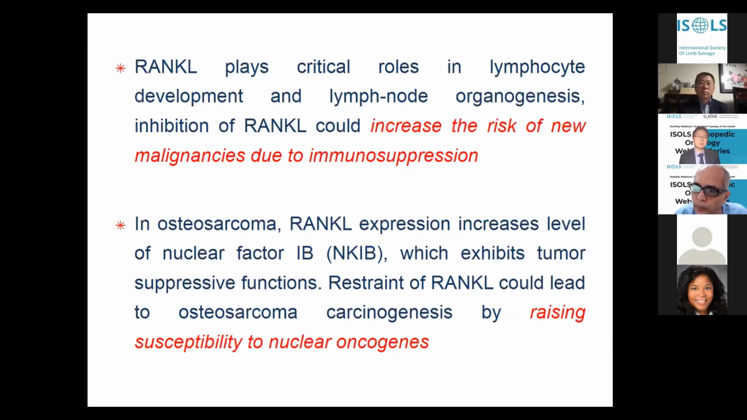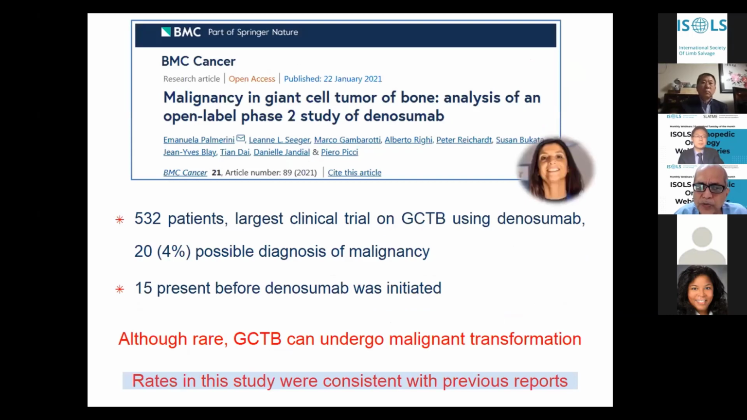So people have raised queries. But look at the largest trial on denosumab, which was 532 patients, and they identified 20 patients with possible diagnosis of malignancy. When they looked back at it, 15 of these malignancies were present even before denosumab was initiated. So we all know that giant cell tumor can undergo malignant transformation both with and without denosumab. And with the use of denosumab, the rates are consistent with that of previous reports. So I don't think this really has any merit today. We will have to wait for longer studies.